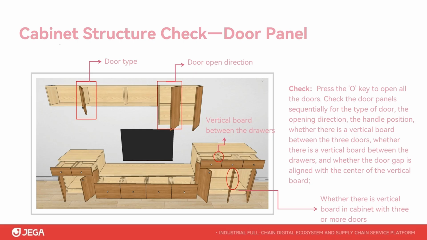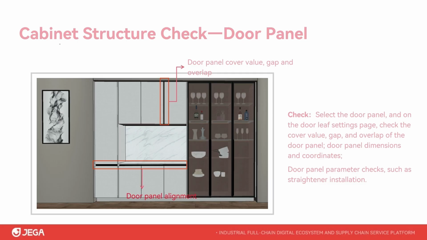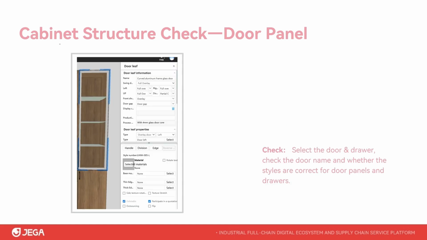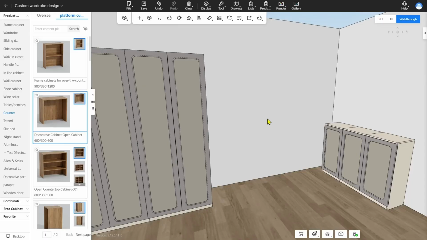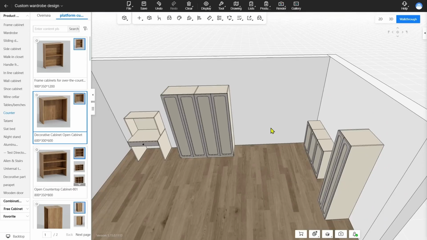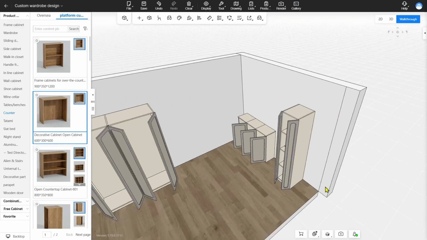Between the two drawers, they will have a vertical board, and check whether there is a vertical board for the cabinet that has 3 doors. What's more, you also need to check the cover value and gap for the doors, even including whether they are aligned. And third is to check the drawer name and make sure that the styles of all door panels and drawers are correct. Like you can hit the O key to open the door to check the open direction.